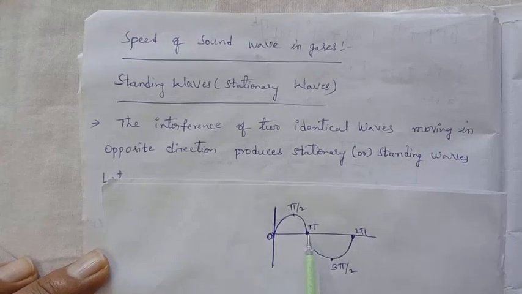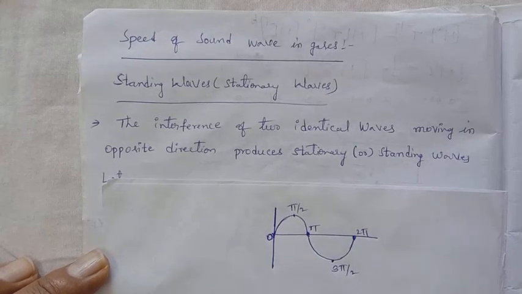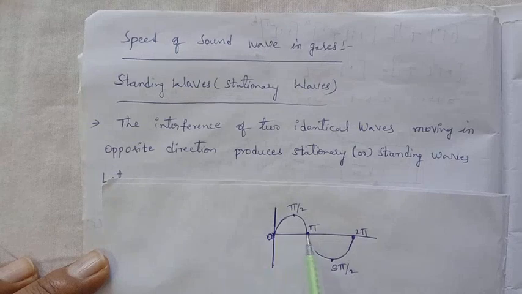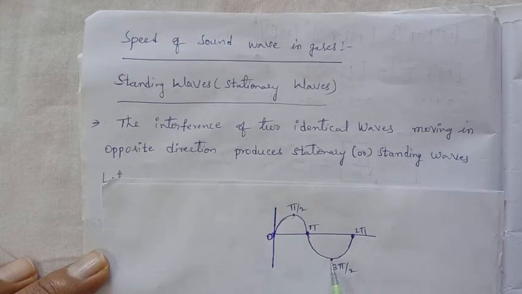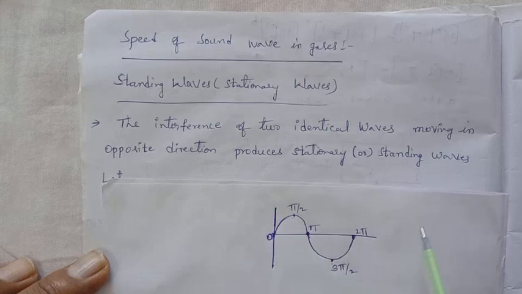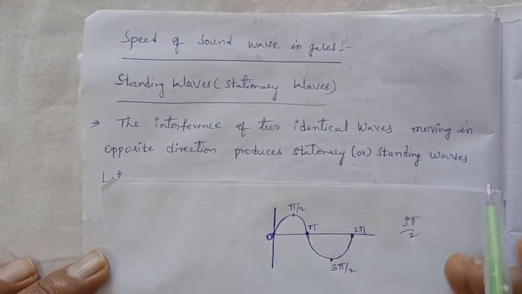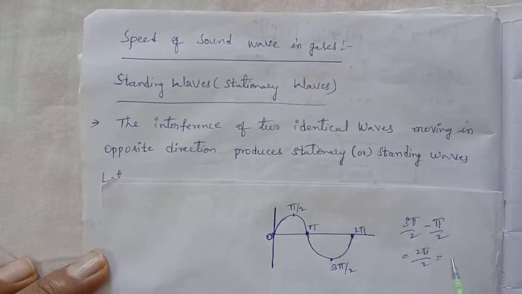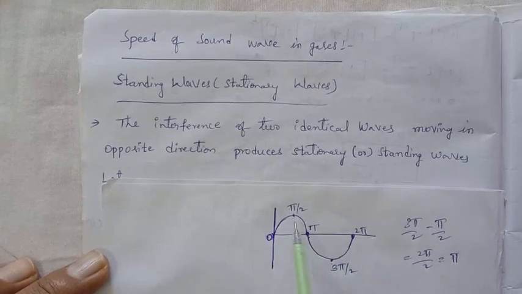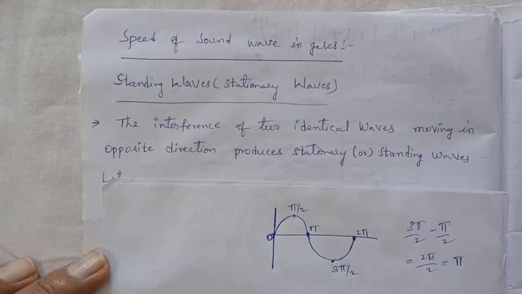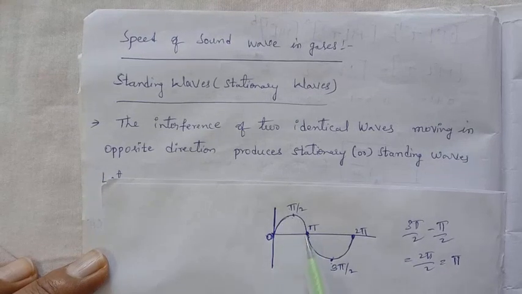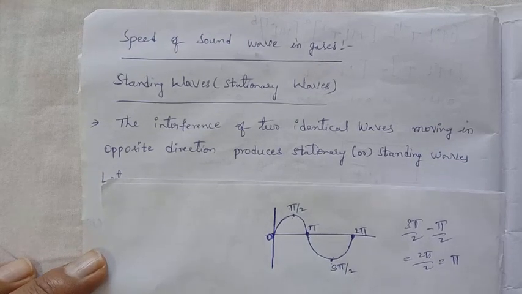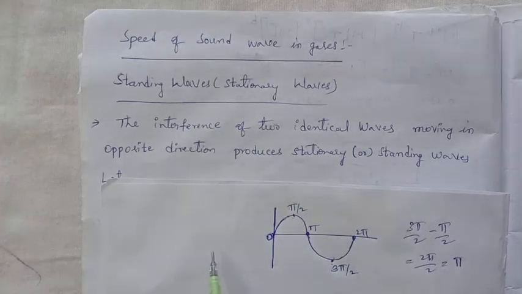From this point to this point, what is the phase difference? 0 to pi, means the phase difference is pi. This point to this point, the phase difference is equal to 3 pi by 2 minus pi by 2. That means 2 pi by 2, that is equal to pi. So this point to this point, the phase difference is equal to pi. You have to practice once, then you have to remember this. Now go for our topic today.